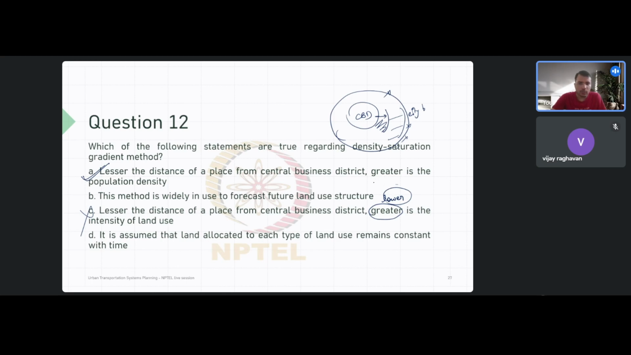So this method is widely used to forecast future land use structures. So this also we can remove. It is not correct. And it assumes that land use allocated to each type of land use remains constant with time. So yeah, this is true. This is one of the assumptions in density saturation method. We'll assume how much land we have allocated to each type, commercial, industrial, educational, whatever type we have allocated. With time it will not change. That is, if residential has 20%, it will have 20%. It will not start expanding because that will change our calculations. So that is one of the assumptions that is made.